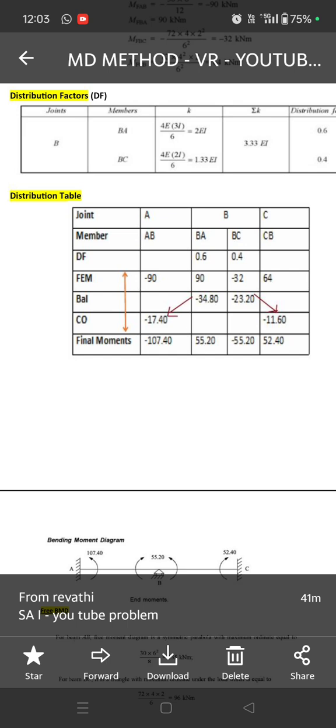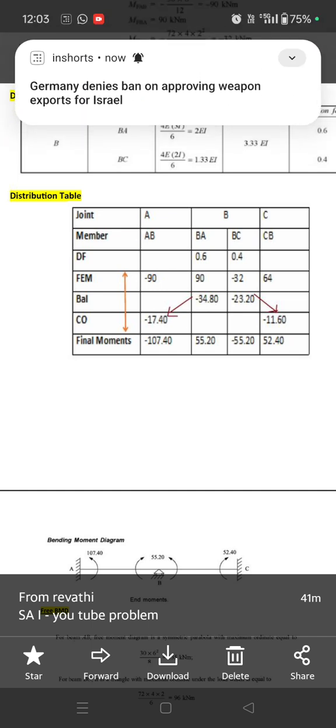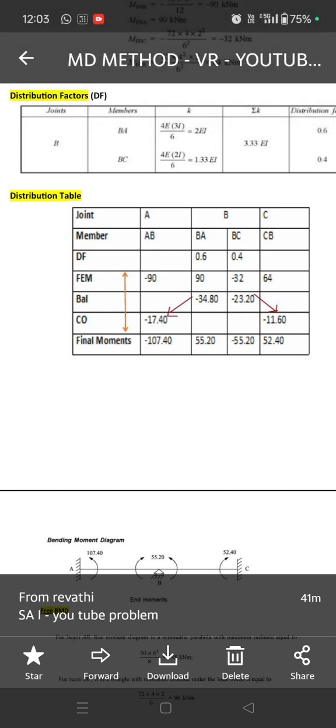This 58, when it is balanced, becomes minus 58, and this is the balancing. So minus 58 should be shared at the joint B, by the members connecting at the joint B. So minus 58 should be multiplied with the corresponding distribution factor 0.6. So minus 58 and 0.6, here we have minus 34.8. Next, minus 58 into 0.4, here we have minus 23.2. Okay, now the balancing is over.